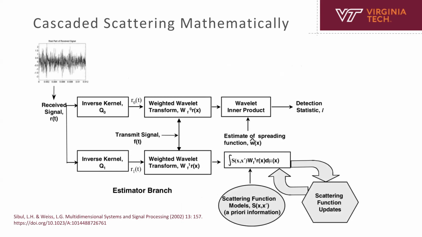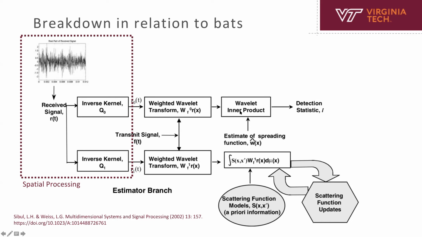Here's another picture with the math in it. You get this received signal, do some spatial processing and whitening, and then the top path is noise only, the bottom path has the target in it. So you're estimating this target spreading function and then doing a wavelet inner product to get out a detection statistic. Things that come up in there are, on this end, spatial processing to enhance SNR, which for us is beamforming. And then waveform selection to have a sharp ambiguity function allows you to resolve the target better so you can pull it out of that mess. So they're all tied together.